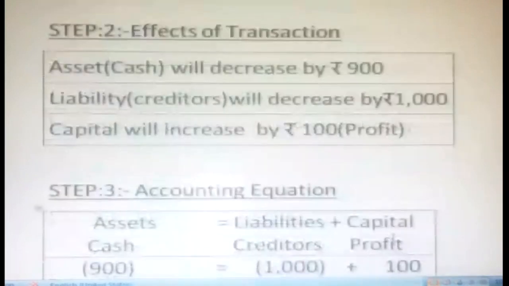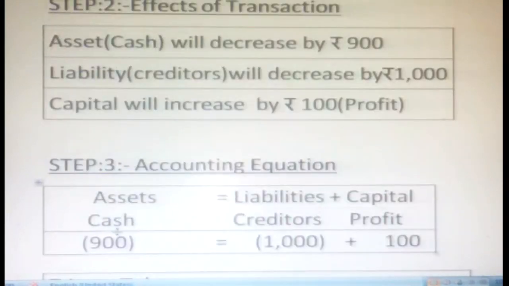See here the accounting equation, as an asset, 900. We got asset as cash, we paid. That's why reduced cash. That's why within the bracket 900. Here creditors, liability side, creditors also reduced 1000. So we have to show it in the bracket. Then see in the capital, profit 100. That's all. See here 900, here 900. See here 1000 negative figure, 100 positive figure. So finally here also we get the final equation 900. Here also 900, here also 900. That's how the accounting equation is equal.